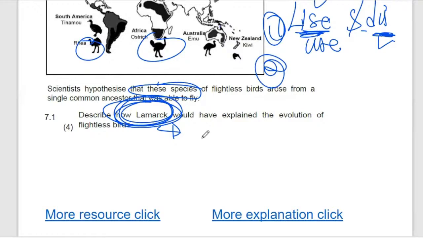You see? They passed this character, not allele, because this theory doesn't talk about alleles. They passed this character. Which character? Of not being able to fly to the next generation. They passed this character of not being able to fly to the next generation, then leading to these birds which are not able to fly. So that's how you're supposed to explain this. In this case, they are bringing about disuse.